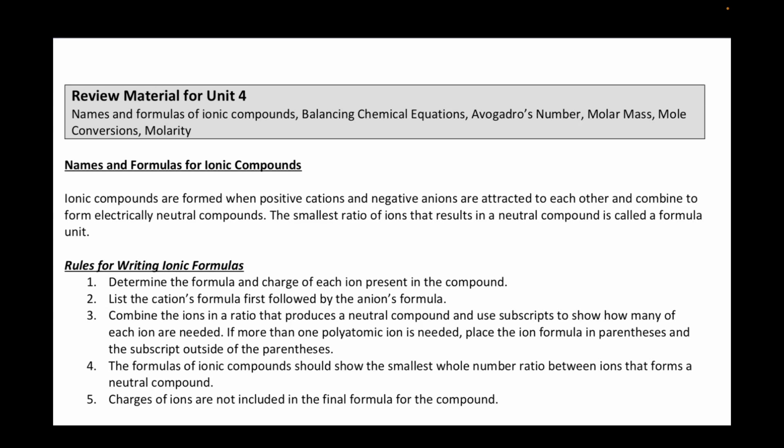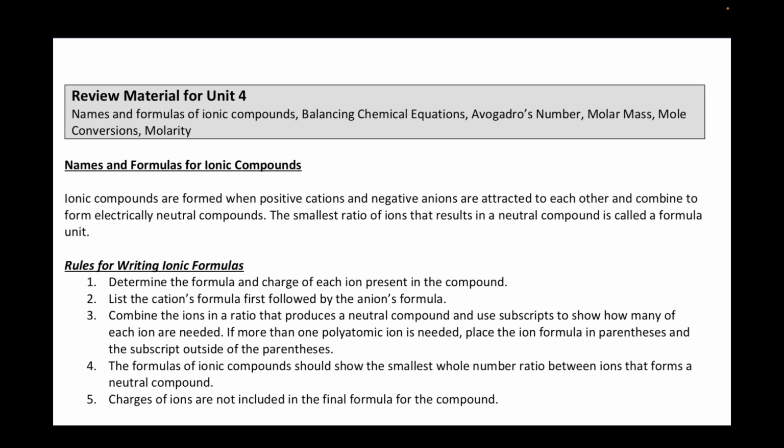Names and formulas for ionic compounds. I hope this was just a refresher and a review. Make sure that when you are writing formulas for compounds that they will be neutral overall. I do not want to see symbols for charges in a final formula for a compound. If you need to write it as you're coming up with the formula, that's fine. Make sure they're not there.